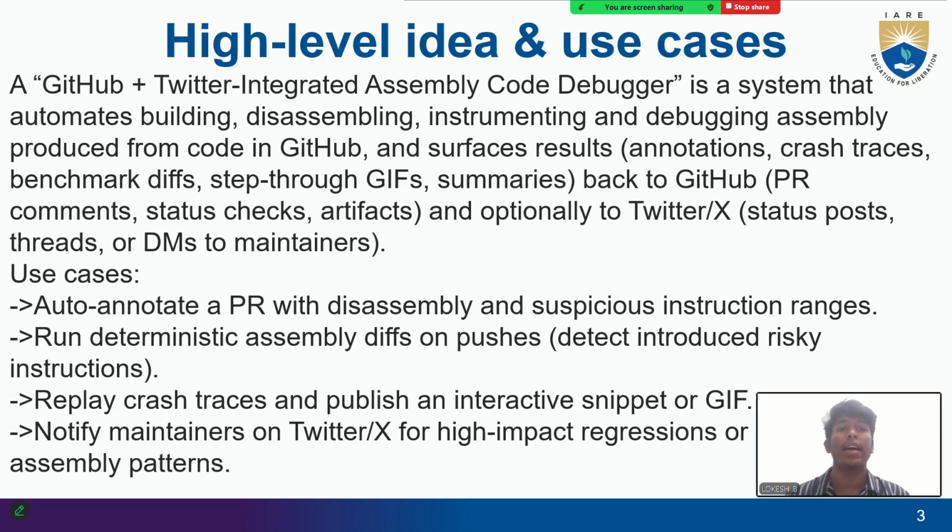So, the high level idea and use cases. A GitHub plus Twitter integrated assembly code debugger is a system that automates building, disassembling, instrumenting, and debugging assembly produced from code in GitHub, and surfaces results, annotations, crash traces, benchmarks, diffs, and step-through summaries back to GitHub as PR comments, status checks, and artifacts, and optionally to Twitter X as status posts, threads, or DMs to maintainers.